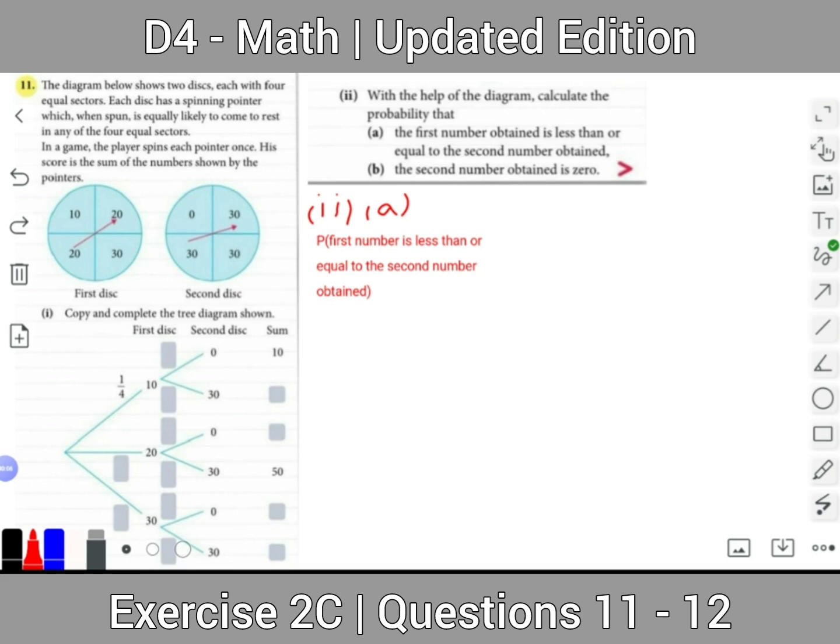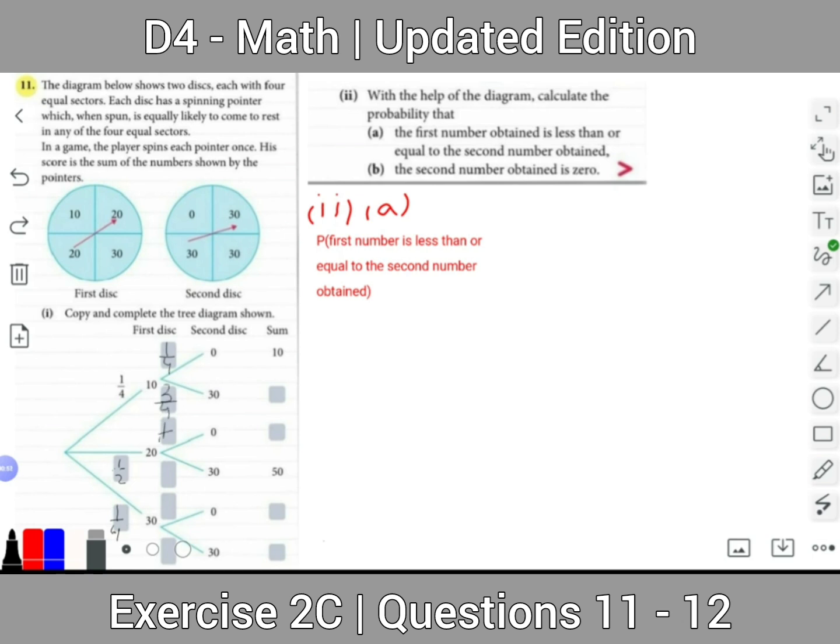So here we have the following sums. Now in question 11 part 2, with the help of the diagram, calculate the probability that, in part A, the first number obtained is less than or equal to the second number obtained. But first we have to refill the information in the blank spaces. So the probability for 20 on the first disk was 1 over 2. For 30 we have 1 over 4. For 0 we have 1 over 4. For 30 we have 3 over 4.